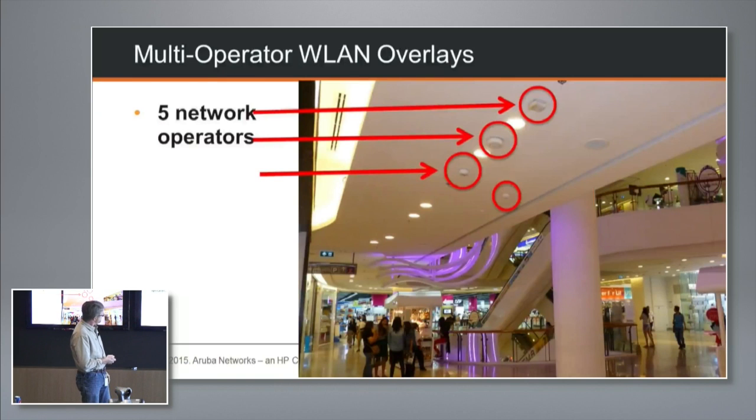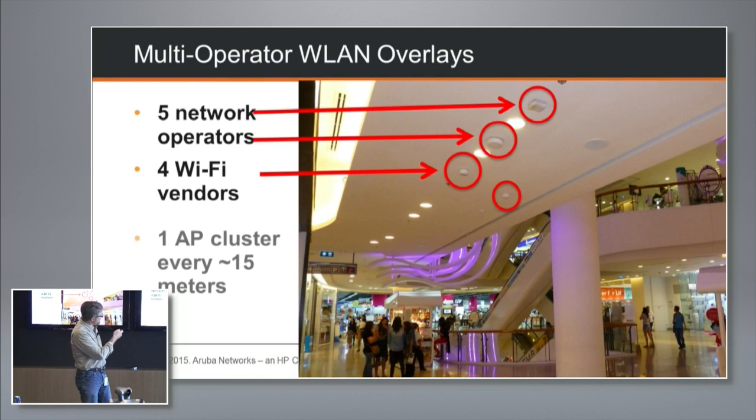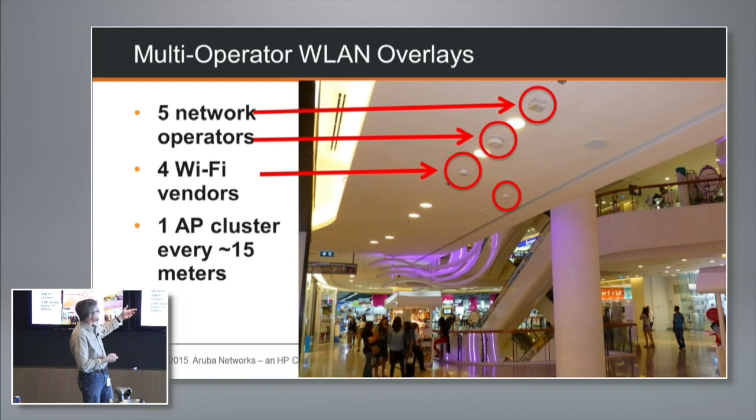And so there's 4 different vendors on that ceiling. The 5th operator is yet another vendor. And you walk 15 meters and you find another cluster. And you walk another 15 meters, you find another cluster of APs, right? So it's really remarkable. So obviously the CCI is priceless in this environment. So are they using both 2.4 and 5? Yeah.